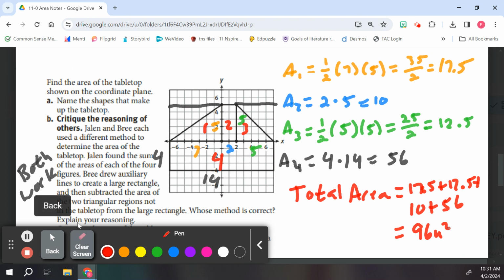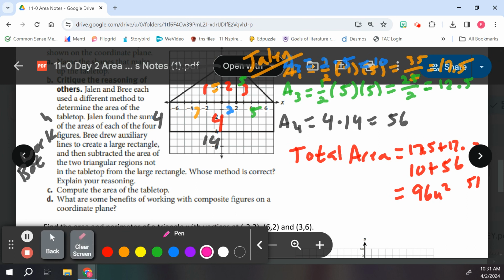Now, let's say you wanted to do it Bree's way. So this was Jalen. Let's take a look at Bree's way. If we did it Bree's way, all we are doing is the big rectangle minus the two triangles. This leaves you with 14 times 9.